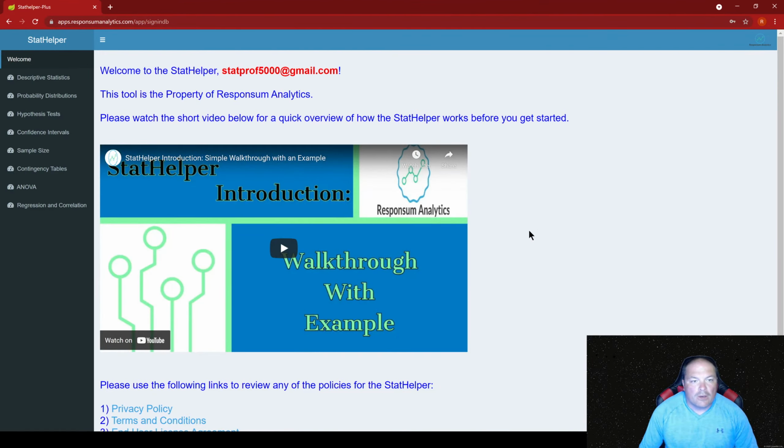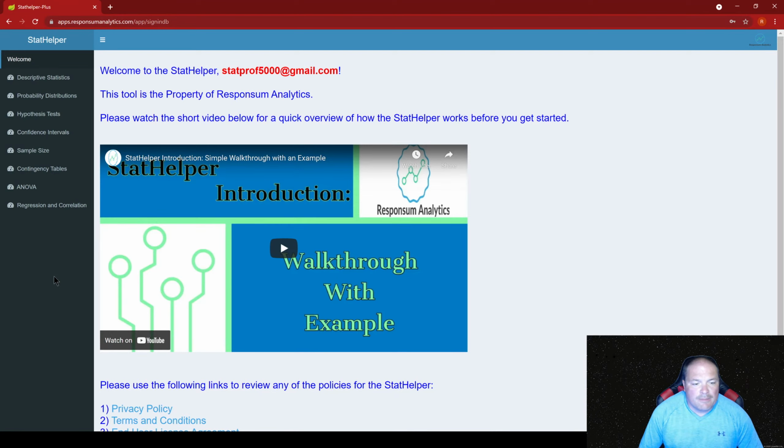There we go. Okay, so when you go into the stat helper, you're going to see this welcome page, and then on the sidebar here we have all of these different types of things you can do with it. Okay, we're going to focus for now on probability distributions, but when we get to some of the problems later on, we're going to do hypothesis tests, confidence intervals, we'll use descriptive statistics, etc. So we're really going to be using these top 4 modules tonight.